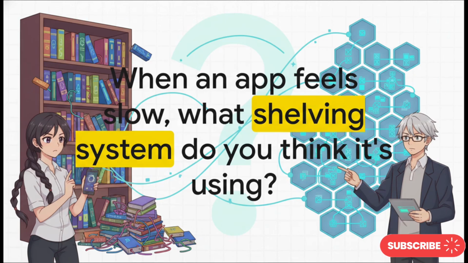So I'll leave you with a little thought experiment. The next time an app on your phone feels sluggish, or it takes just a little too long to search for something, think back to our digital library. Ask yourself, what kind of bookshelf do you think it's using? And more importantly, what might have been a better choice?